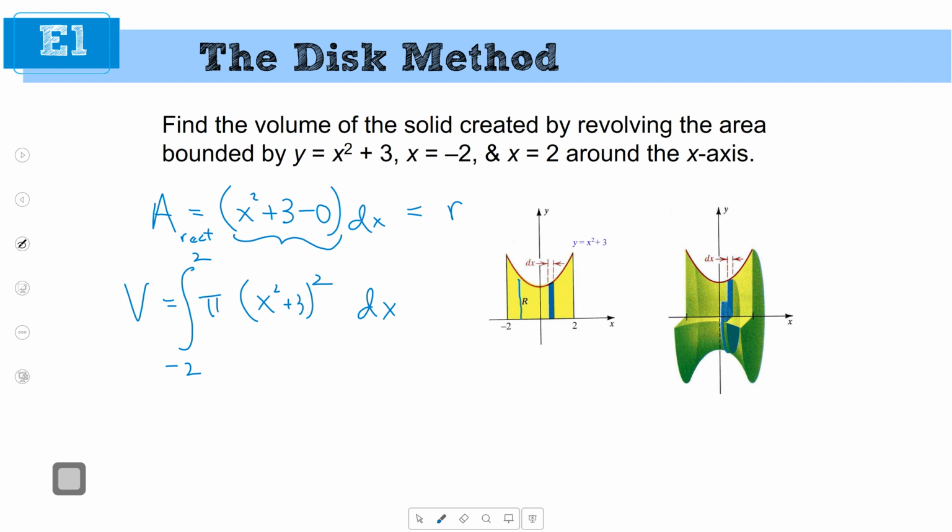How do you solve that integral? You've got to multiply it out. First thing I would do is slap that pi out in front because it's a constant. So this would be pi times the integral from -2 to 2 of x to the 4th plus 6x squared plus 9 dx.